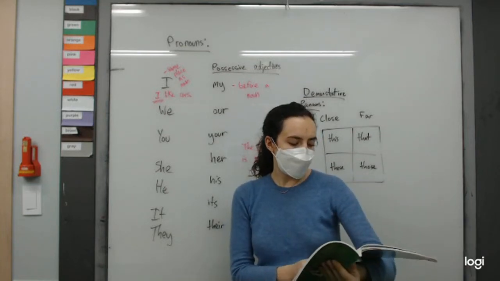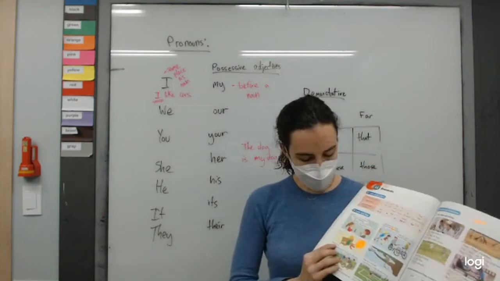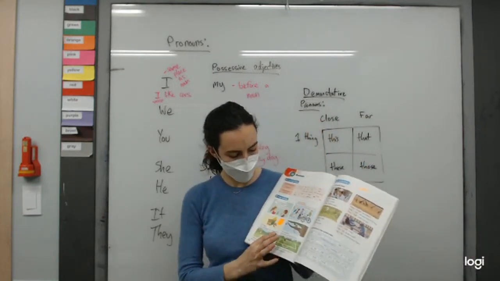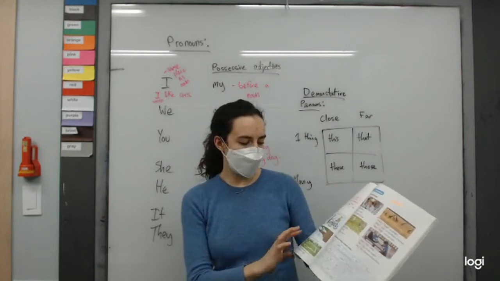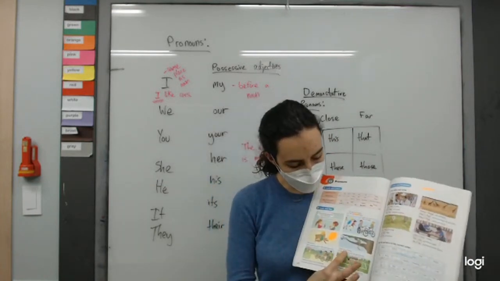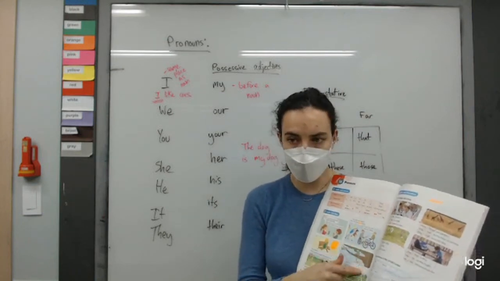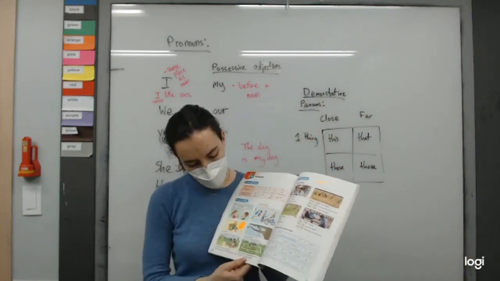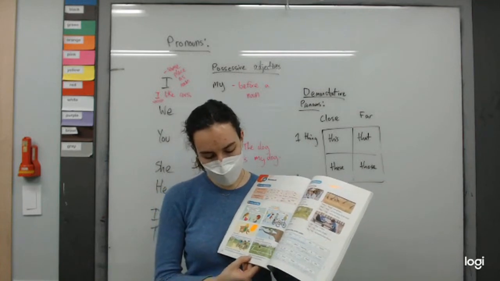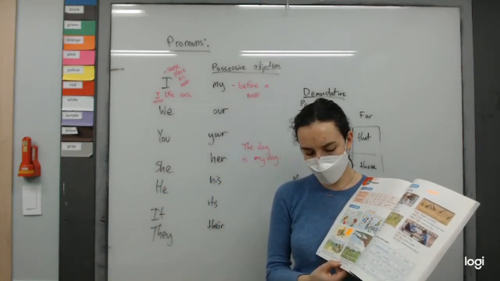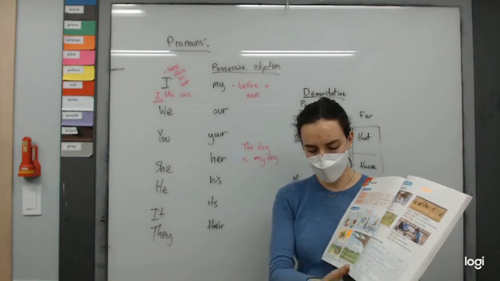Okay, number 3. This is Amy. She is wearing boots. Her boots are new. Number 4, that is a monkey. It is sitting in its tree. Its tail is long. We say its because it is the monkey's tail. Number 6, that is Sam. He is practicing soccer. His team has a game today.